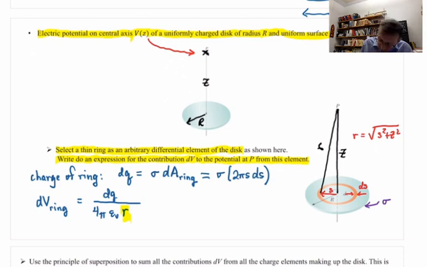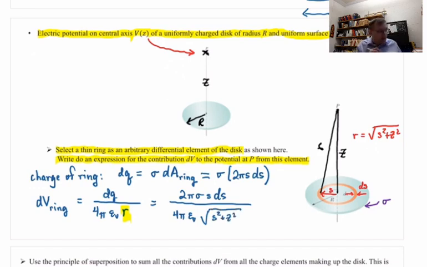Now for the dq, we'll put in that expression you see up above. I'm going to write it like this: 2 pi sigma s times ds, and in the denominator, 4 pi epsilon 0 times the square root of s squared plus z squared. So there's our little contribution to the potential at point P from that highlighted ring, in terms of the radius of the ring, s, its thickness, ds, and sigma. Note, by the way, that I can cancel the 2 pi and the 4 pi, leaving just a 2 downstairs. Might as well do that, simplify things.